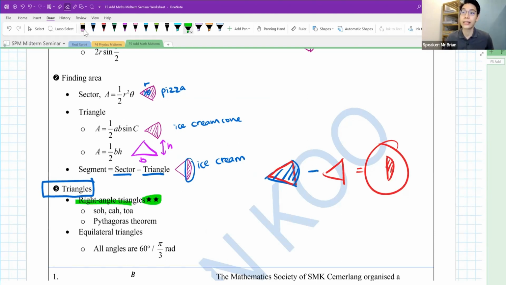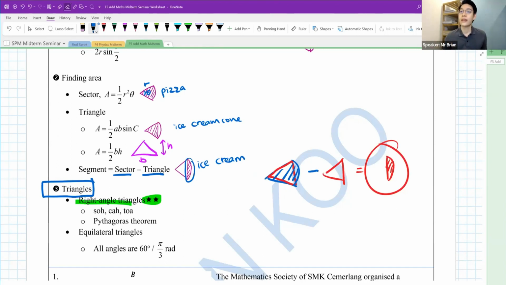Right angle triangle. Right? It's not in the syllabus. It's not anything new. It is taught in Form 3, Form 2 that time. You all learn about right angle triangle in Form 3. You all learn about Pythagoras theorem in Form 1. That's why it's not in the textbook, and your teachers don't emphasize it. But in exam, it comes out a lot.